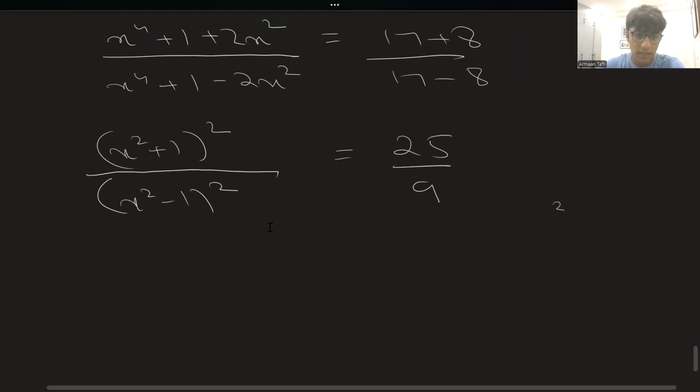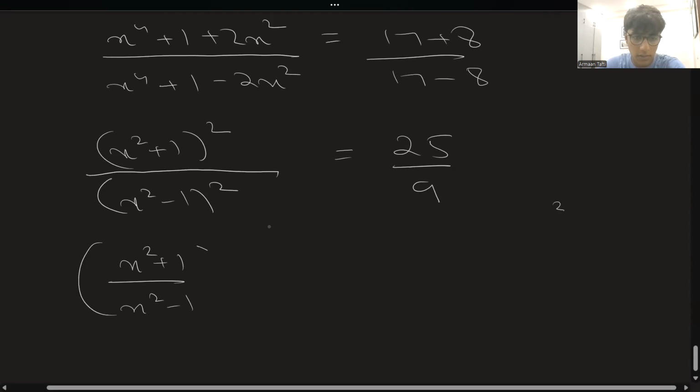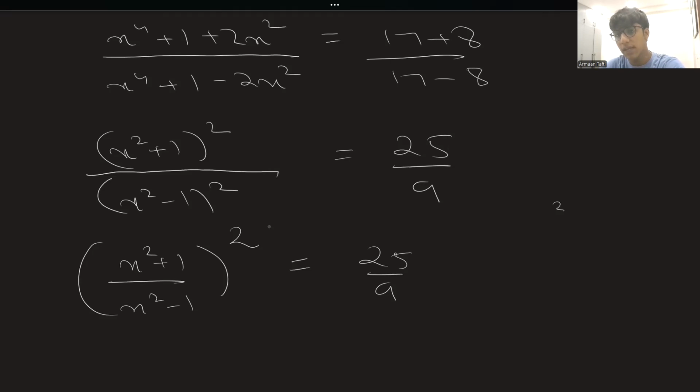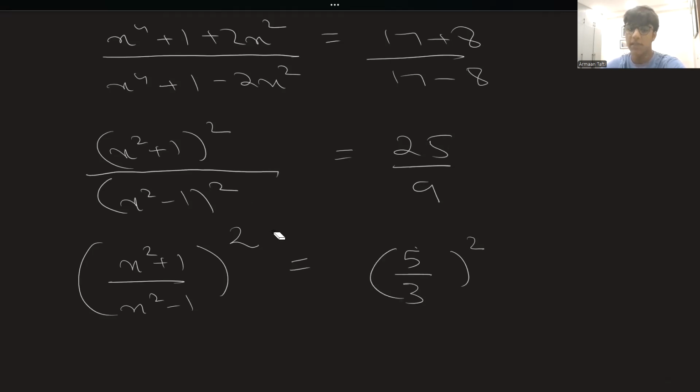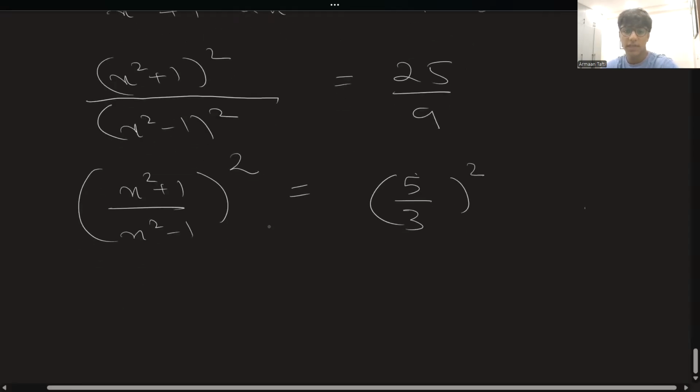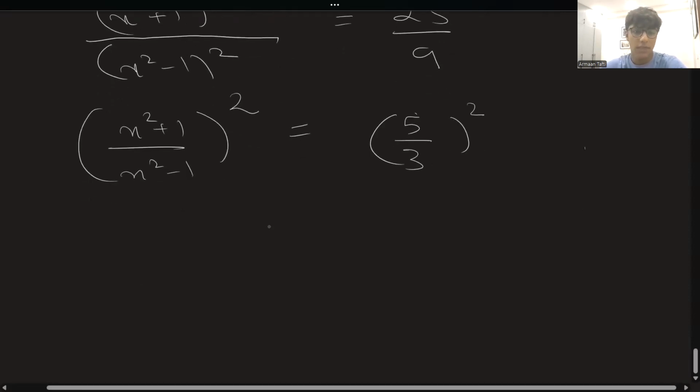We can just write this as ((x squared plus 1) by (x squared minus 1)) whole square equals 25 by 9. And 25 by 9 is what? (5 by 3) whole square, right? 25 is 5 square, 9 is 3 square. So I just save a step and write this as (5 by 3) whole square. These are the sort of things you should see immediately. Then we can take a root of both sides. It's always safe to square root both sides. So we get (x squared plus 1) by (x squared minus 1) is equal to 5 by 3.